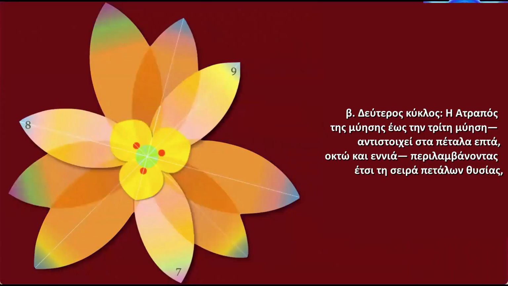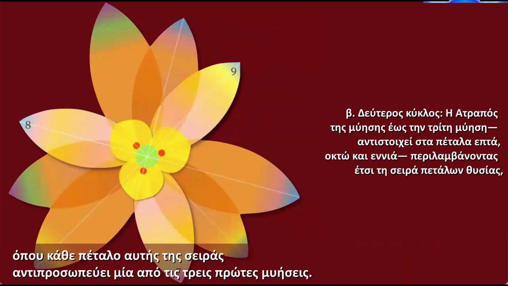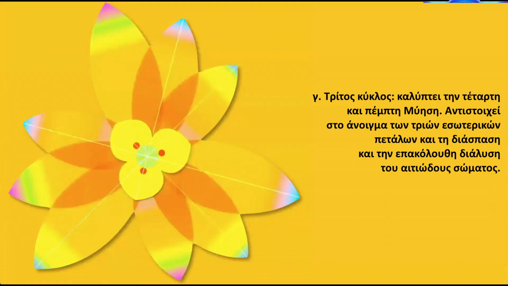The second cycle, the path of initiation, till the 3rd initiation, correlates with petals 7, 8, and 9, thus encompassing the sacrifice tier of petals, with each petal of this tier representing one of the first 3 initiations. The 3rd cycle, that covering the 4th and 5th initiations. This correlates with the opening of the 3 inner petals and the shattering and subsequent dissipation of the causal body.